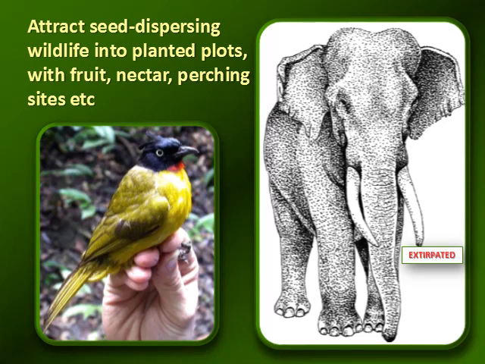How do you attract animals? Well, you plant trees that are going to provide something for those animals. It could be food, it could be fruit, or it could be nectar. It might simply be a perching site. I mentioned the artificial bird perches earlier on in connection with ANR.